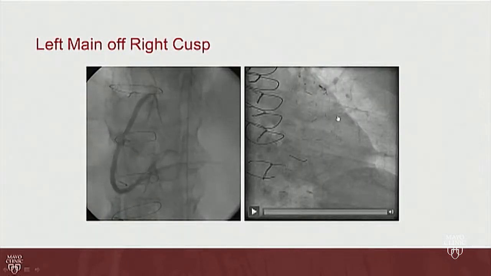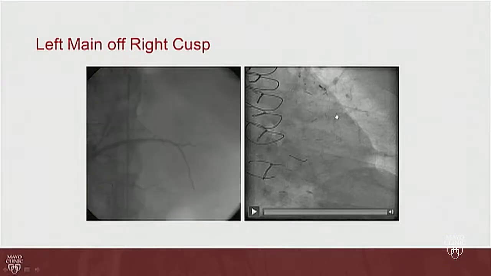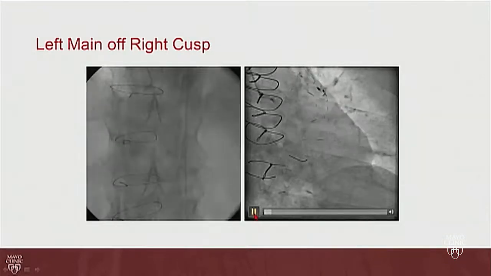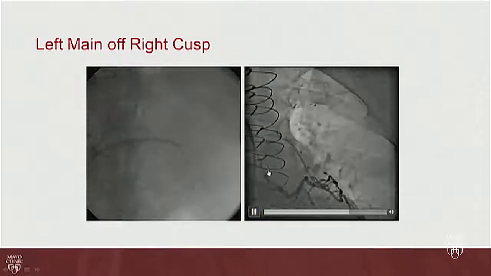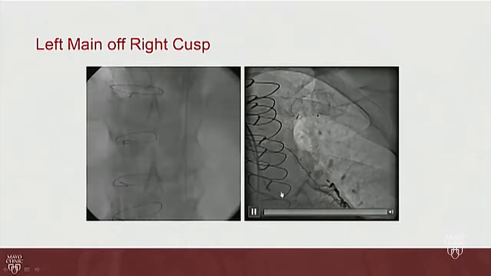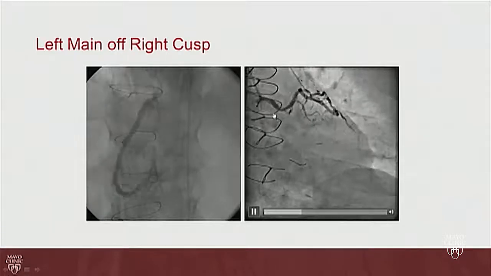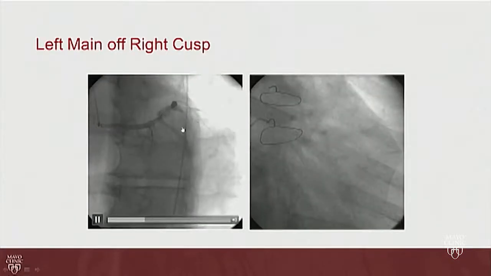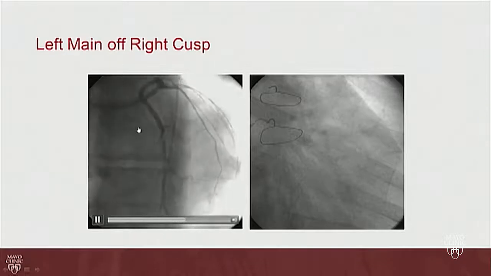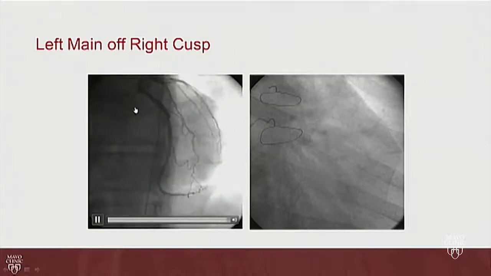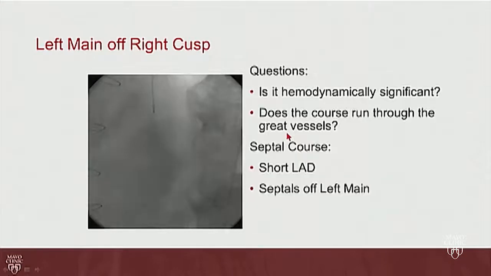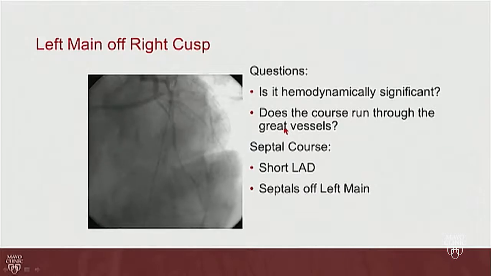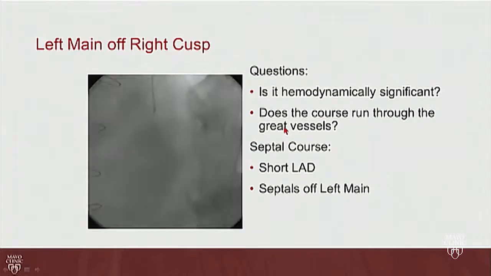And so here is an image of a left main coronary artery that's coming off of the right cusp. You can actually see that there's septals coming off of this one. I'll show you some other pictures which will show you very well. Septals again coming off of it, which helps you to know that it's going to be the septal course, which is again a safer type of left main anomaly.